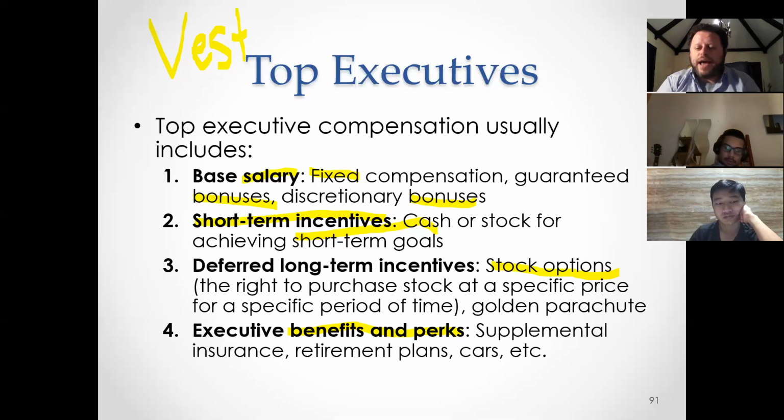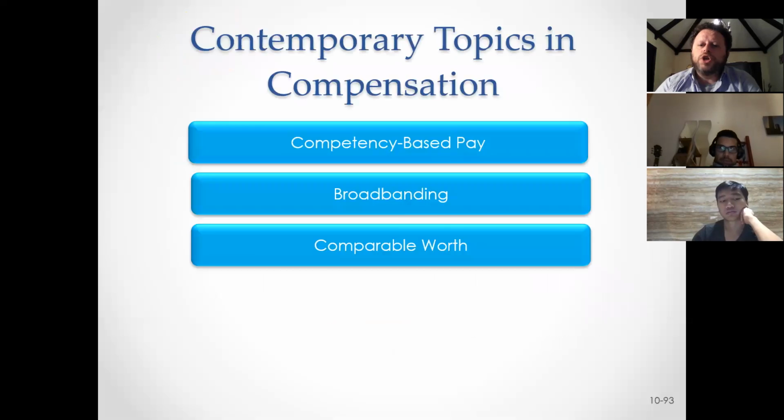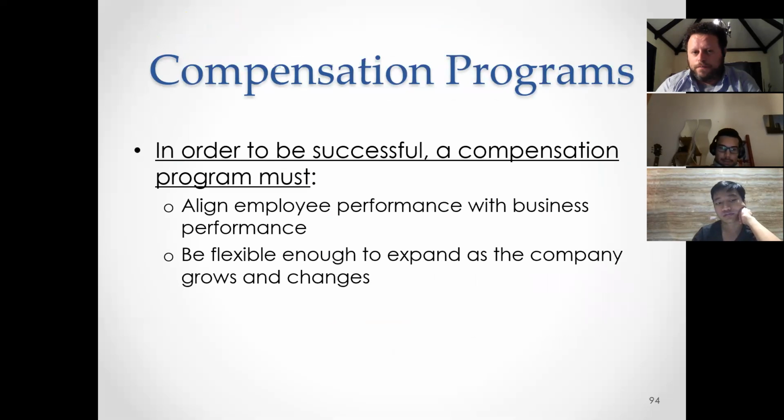Okay, let's talk now about some specific types of compensation programs. And that'll be the last thing we do today. But there's a bunch of different types of programs to talk about. So to be successful, we know that a good compensation program has to do some key things. One, it needs to align the employee's work with the business goal, right?